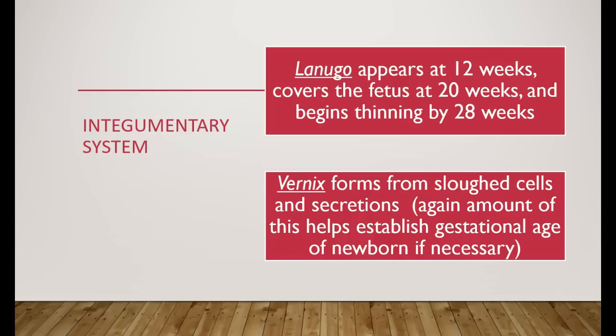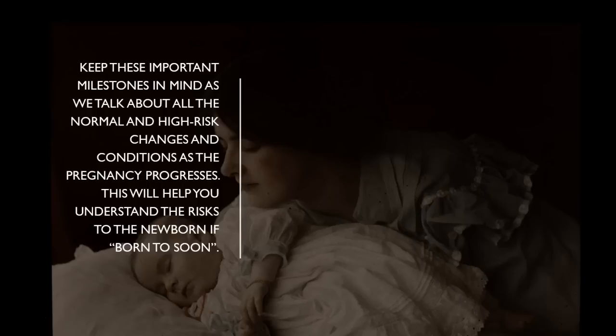They also have vernix. That's formed from sloughed cells and secretions. Again, the amount that's on our kiddo helps establish the gestational age. The best way I can describe vernix is that it looks like somebody's taken a handful of lard and slathered it all over our kid. It is this real thick, cheesy kind of substance that's stuck to their skin. We don't know why it's there. We think it's probably to protect that immature skin being in that water-filled environment, but we don't know.